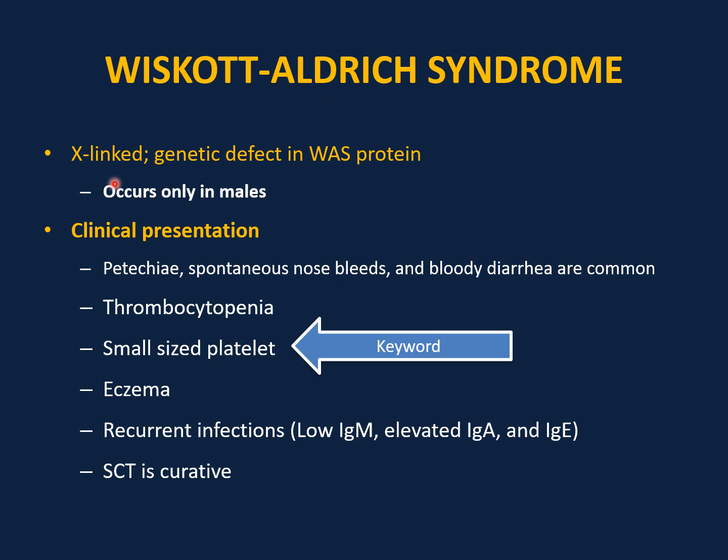Wiskott-Aldrich syndrome is X-linked because of a genetic defect in the WAS protein. Occurs only in males. Clinical presentation: petechiae, spontaneous nosebleeds, and bloody diarrhea. This is a very common presentation. Thrombocytopenia, small sized platelet. This is a key word. Eczema, recurrent infections, low IgM and elevated IgA and IgE. Stem cell transplant is curative.